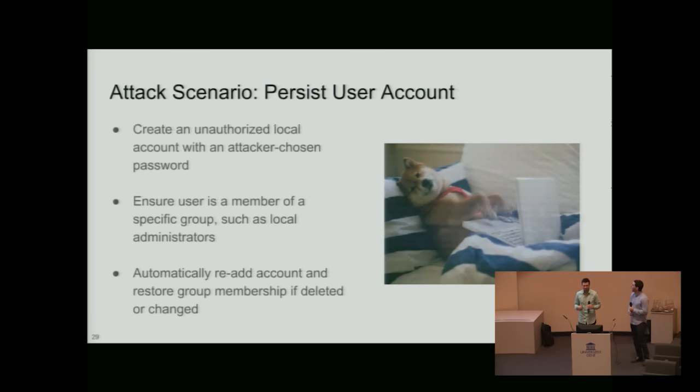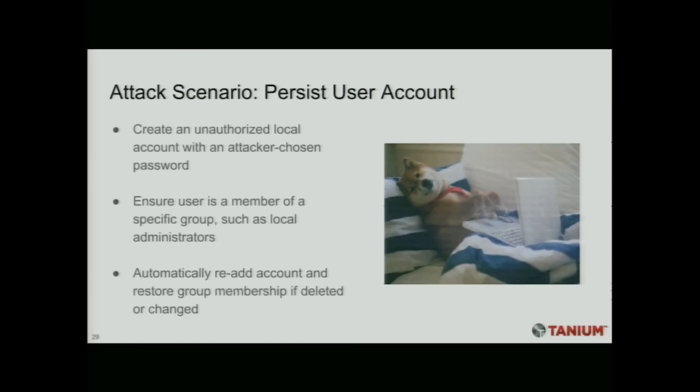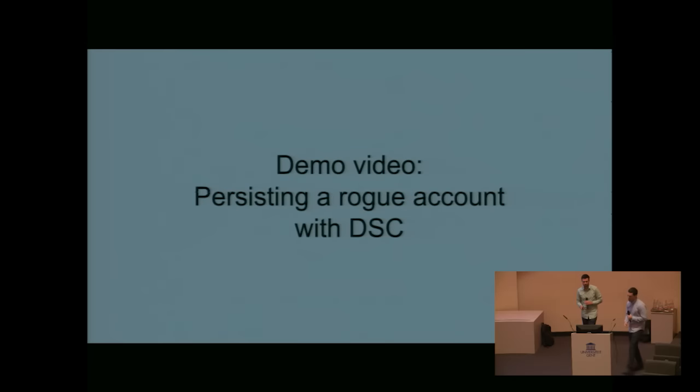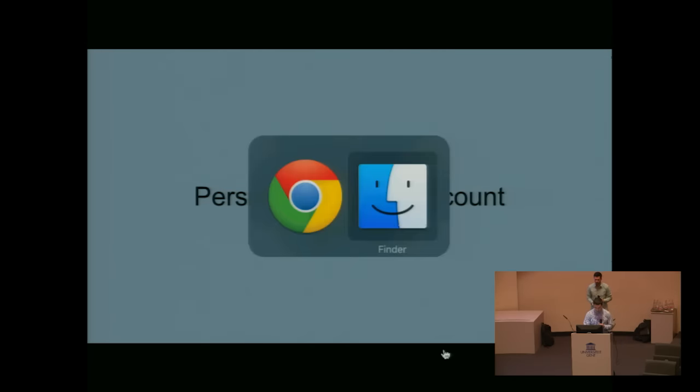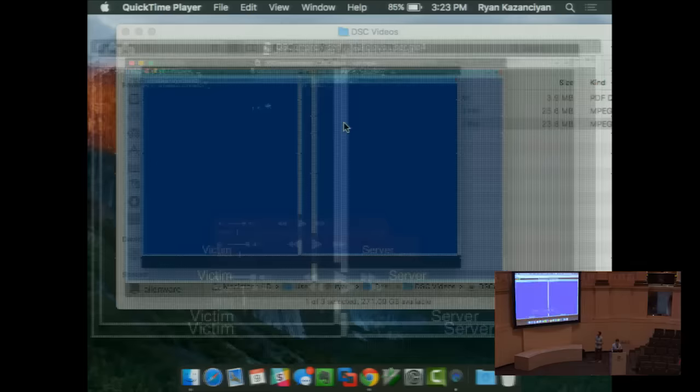Jeff, we just want to create and persist an unauthorized account. So we don't care about backdoor malware. We don't care about a running process. But we do want to have a local admin on a system and have it persist even if somebody deletes it or removes it from a group. And you can absolutely do that with DSC. So here we have another quick video that we'll walk you through on how we're doing it. And then we'll just do a quick step through.